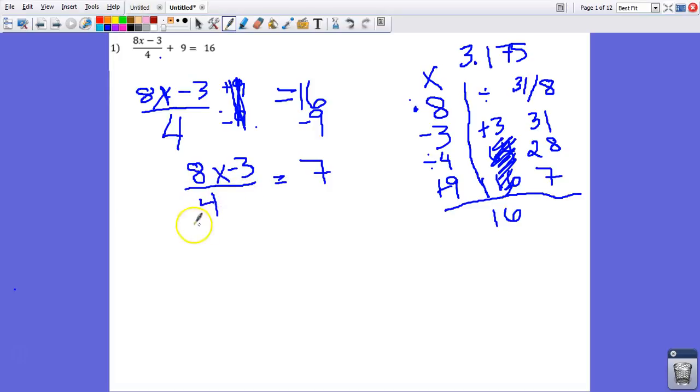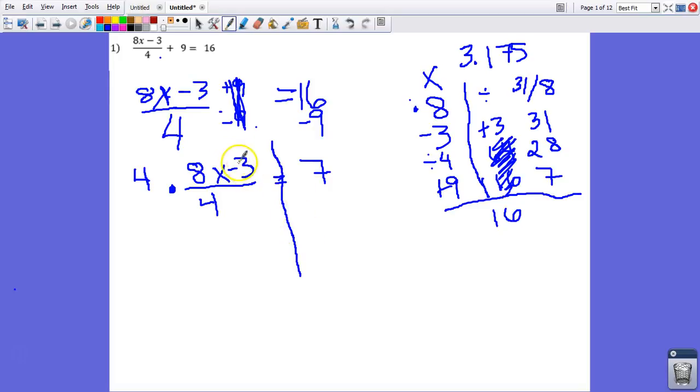Now I need to get rid of this 4, and it's on the denominator. This is exactly, you guys, what we were doing with proportional reasoning. To cancel out what's on the denominator, I need to multiply by it, right? 4 can go into 4 one time. That makes a whole.